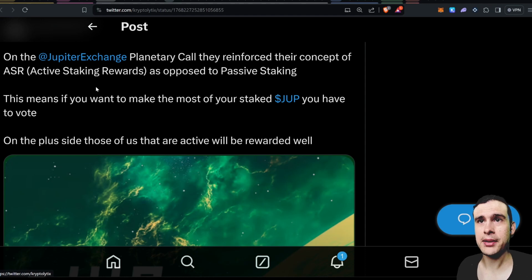So on the planetary call, they reinforced their concept of the ASR, which is the active staking rewards, as opposed to passive staking. Now, passive staking means you just basically stake your assets and you don't do anything and they just earn yield essentially. So what the active staking reward system is, if you stake your Jupiter, then you've got to go into the DAO and you've got to vote for projects. And then you get reflected tokens, most likely from those projects when they come out. Plus you get 75% of the fees generated by the Launchpad. I mean, that's pretty good. I'm pretty happy with that.